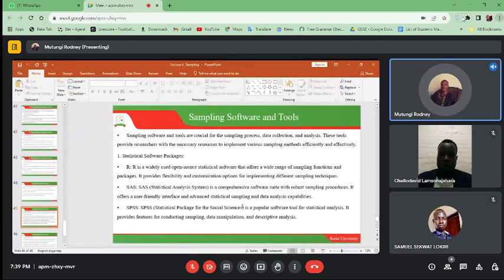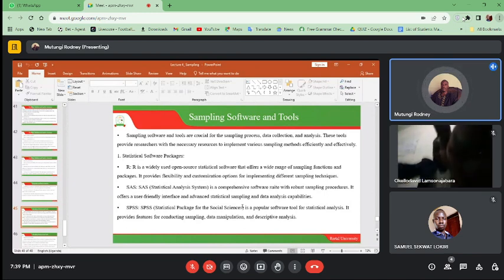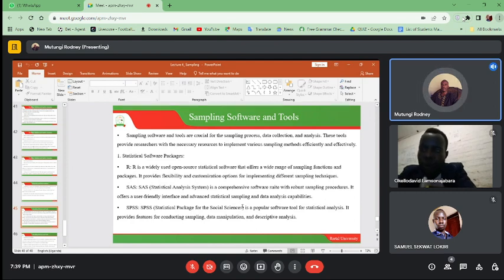Then there are a lot of sampling software and tools. So these ones we are just going to rush through them. So they are generally what enable us to, first of all, come up with samples. Second, to see perhaps if we need a sampling interval, how would we do that? Then they can also help us to collect data itself. They can also help us to clean it, but also analyze the data and give that information that we need.